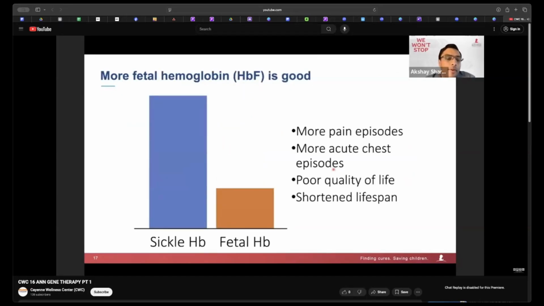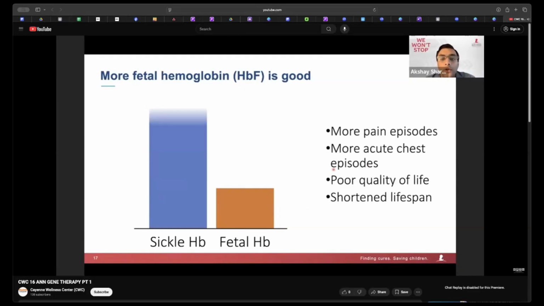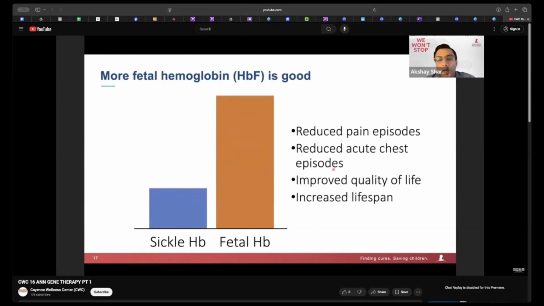Now, we've known for a very long time that if you have more sickle hemoglobin, you have more pain, more acute chest, poor quality of life, and a shortened lifespan. Hydroxyurea increases fetal hemoglobin, and that reduces pain, reduces acute chest, improves quality of life, and improves lifespan. Now, if we could raise fetal hemoglobin without having to take hydroxyurea every day, that would be fantastic. And that's what gene therapy does.